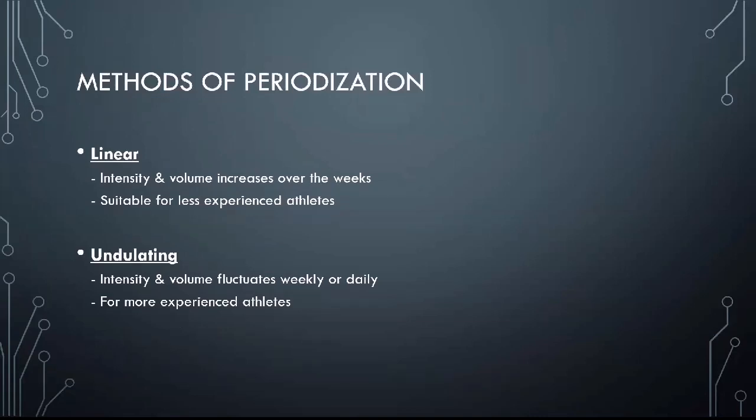Next, whether you use the block or conjugate method, you can choose to plan the program in a linear or undulating method. For linear progression, the intensity and volume increase gradually over the weeks. And this method is suitable for less experienced athletes. For undulating, intensity and volume of training can differ significantly between sessions and can increase or decrease daily or weekly, and it's more suitable for experienced athletes.